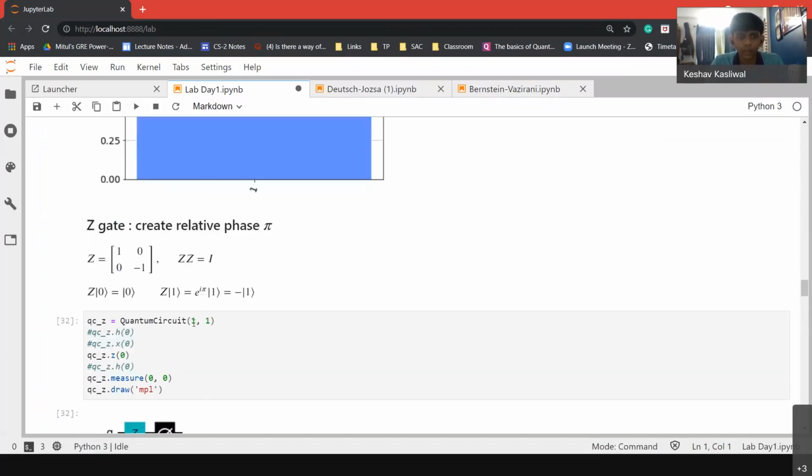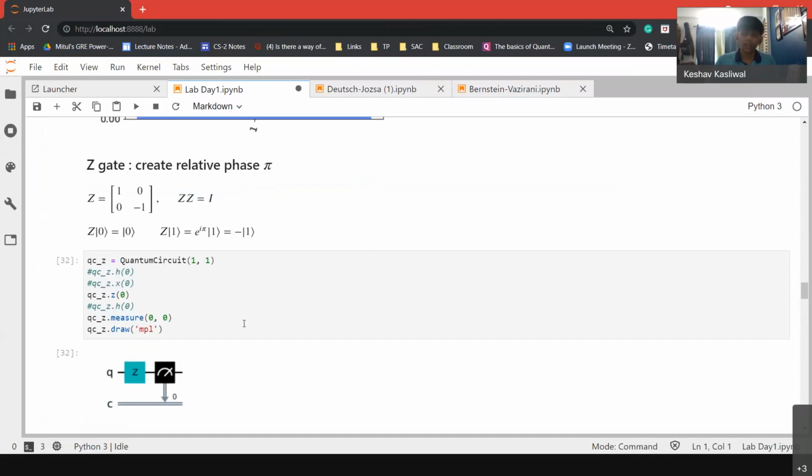What does the Z-gate do over here? The Z-gate is also known as a phase flip gate. The X gate is also known as a bit flip, and a Z gate is also known as a phase flip. The significance is, if we apply the Z gate on the 0 state, we get 0, and if we apply the Z gate on the 1 state, we get -1.